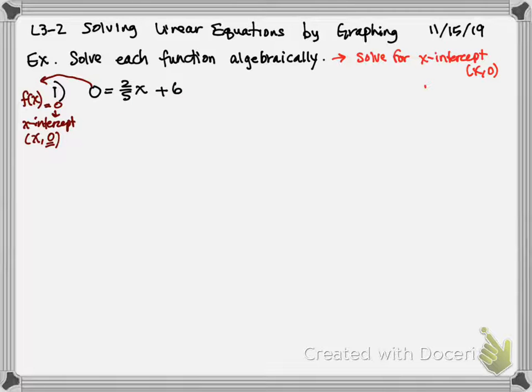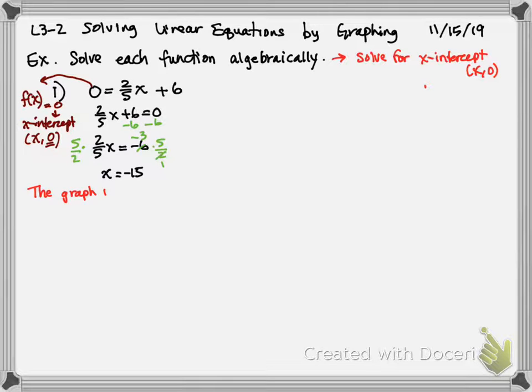So I'm going to use the symmetric property and rewrite it: 2/5 x plus 6 equals 0. I'm going to subtract 6 from both sides. I get 2/5 x equals negative 6. I'm going to multiply both sides by the reciprocal. Since it's a fraction, I see some renaming that could take place. And then I multiply, and I get x equals negative 15. So basically, the graph intersects the x-axis at x equals negative 15. Okay?